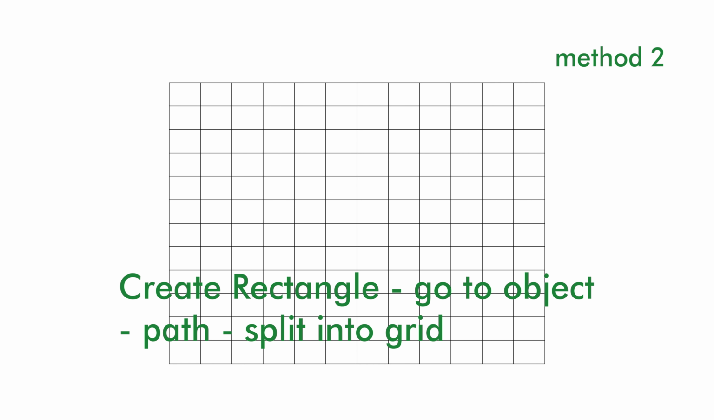Method 2: you create a rectangle and then go to Object, then go to Path and Split into Grid.